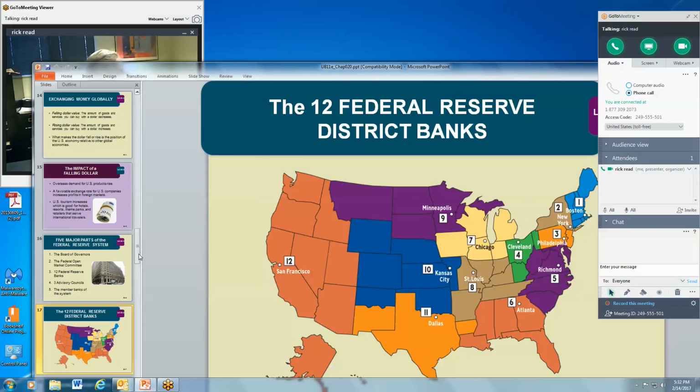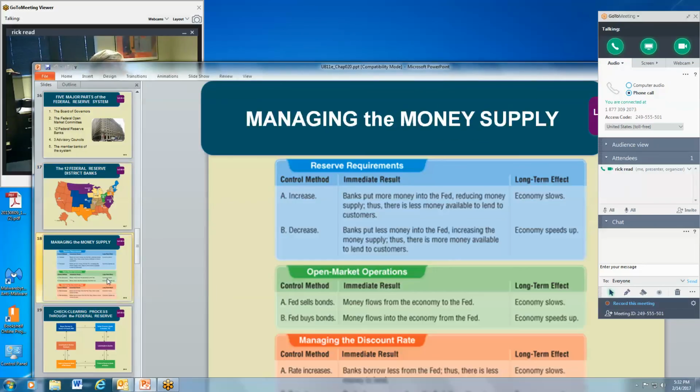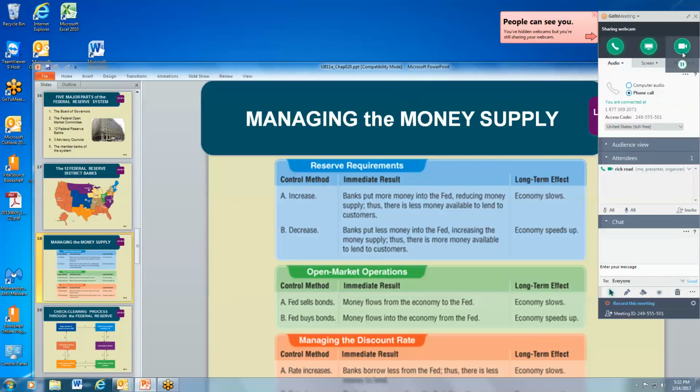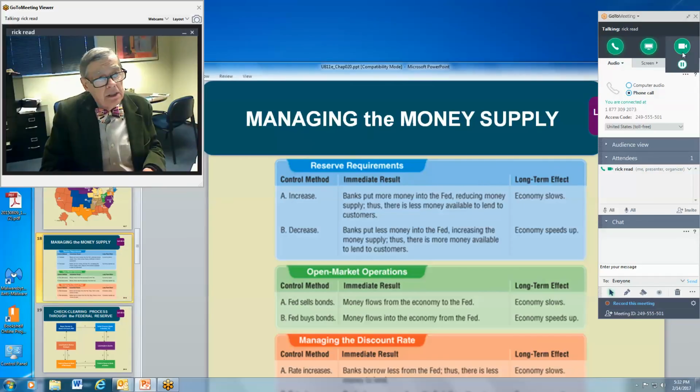This, though, is something that you should look at because it affects each and every one of us. And these are the 3 tools that the Federal Reserve uses to manage the money supply: the reserve requirement, the open market operations, and managing the discount rate. Managing the discount rate is what most probably impacts us as individuals more than anything else. And that brings me to the lecture discussion question for this evening, which I'll repeat at the end.